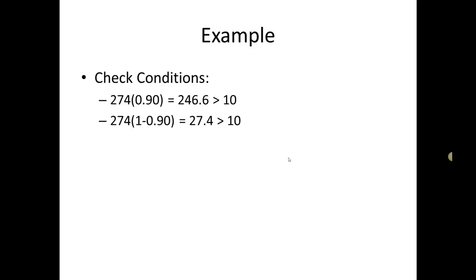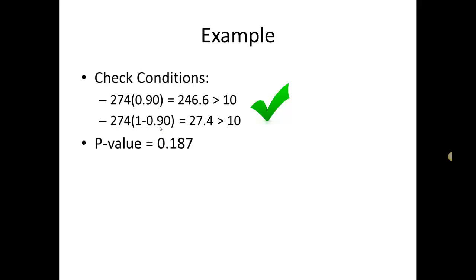Next, we need to check our conditions. So we take n times p and n times 1 minus p, and both of those quantities need to be greater than or equal to 10. So again, just pointing out that we're not using p hat when we're talking about the hypothesis test requirements. We use the value of p assumed under the null hypothesis. So in this case, both those quantities were easily bigger than 10, so we do meet those requirements.